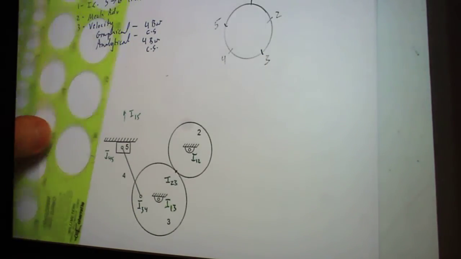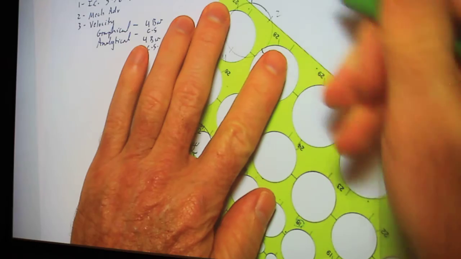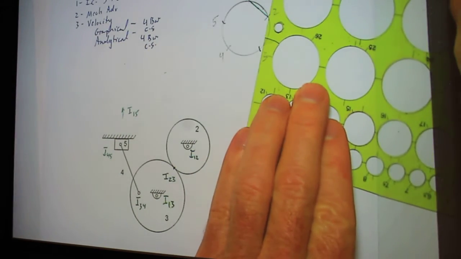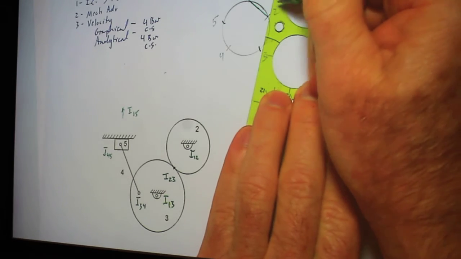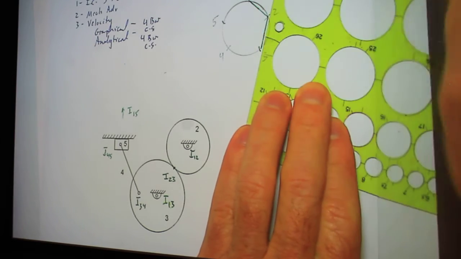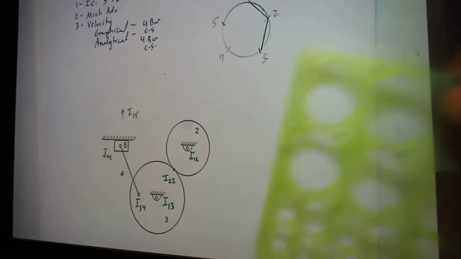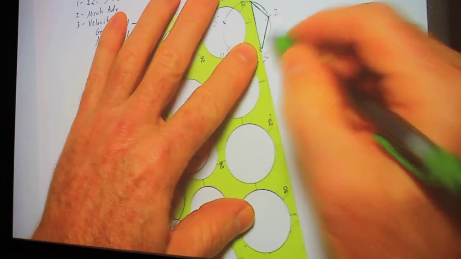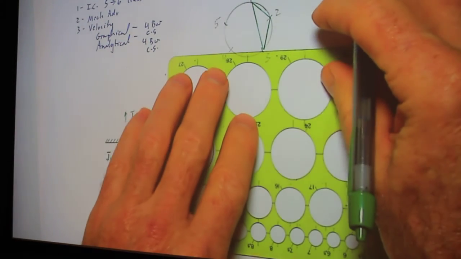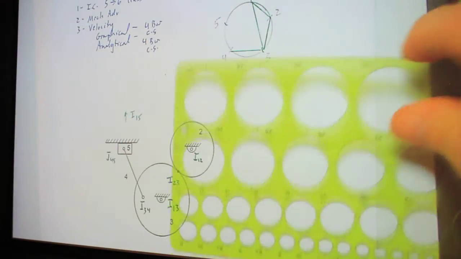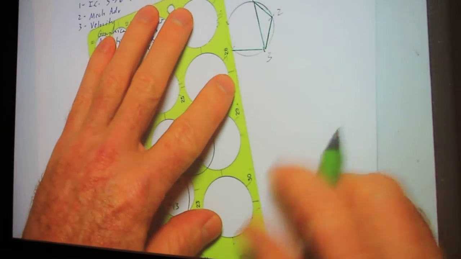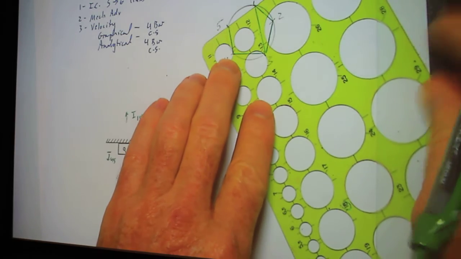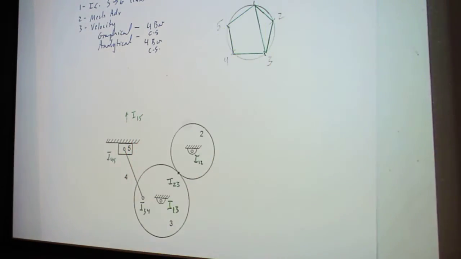Let me mark these off on my circle diagram. Again, the circle diagram has no geometric significance; all it has is bookkeeping significance. So 1-2, 2-3, 1-3, 3-4, 4-5, and 1-5.